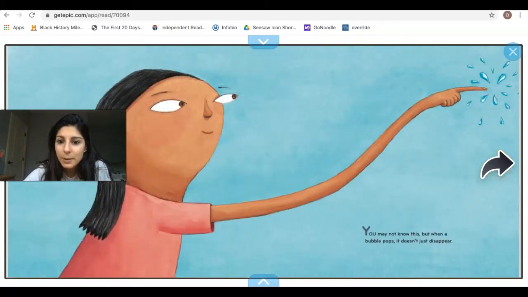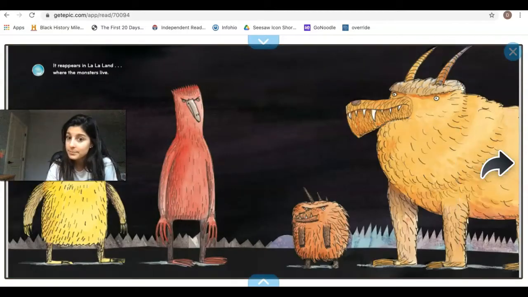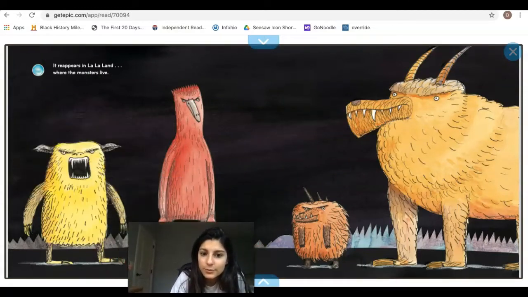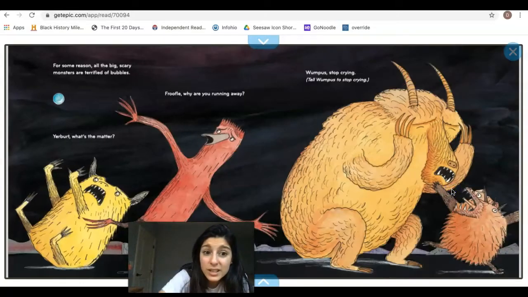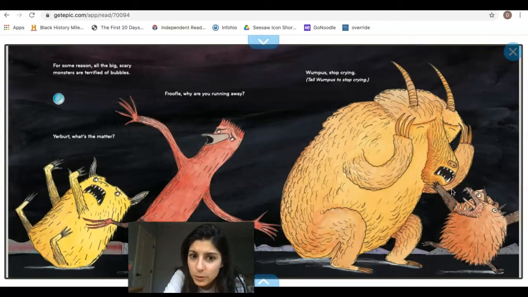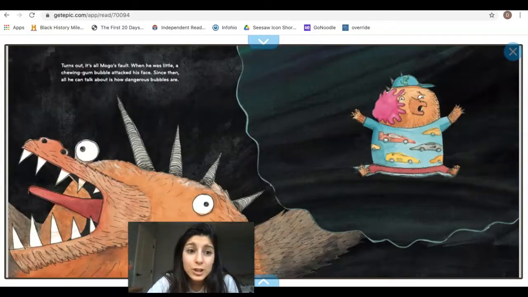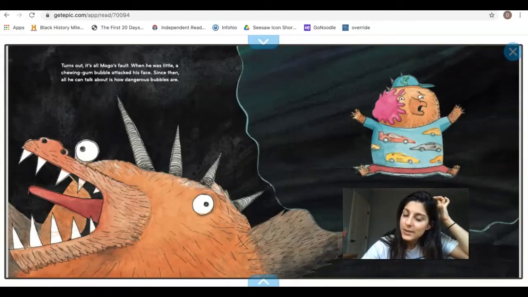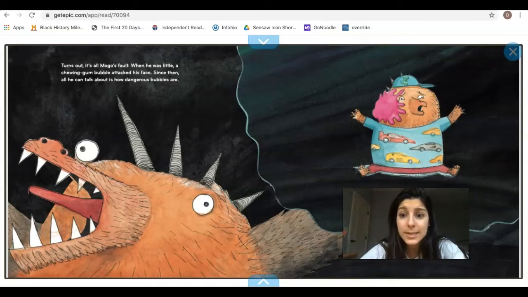So here we go, Big Bad Bubble. You may not know this, but when a bubble pops, it doesn't just disappear. It reappears in La La Land, where the monsters live. For some reason, all the big scary monsters are terrified of bubbles. Yobert, what's the matter? Froofle, why are you running away? Wumpus, stop crying. Tell Wumpus to stop crying. Turns out it's all Mongo's fault. When he was little, a chewing gum bubble attacked his face. Since then, all he can talk about is how dangerous bubbles are.